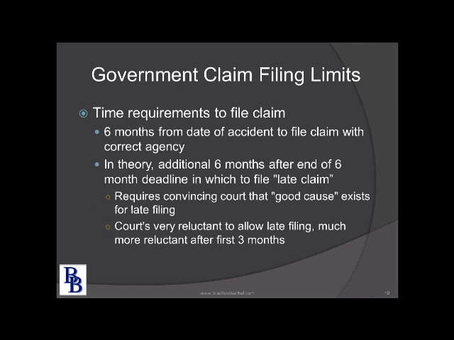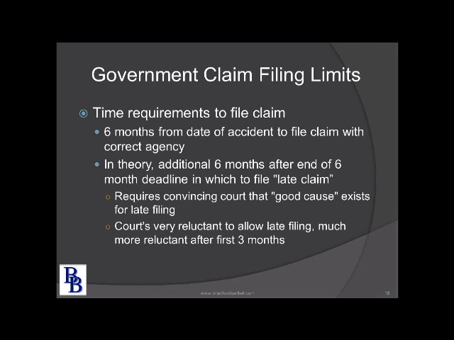Now, in addition to statute of limitations, there's something else you sometimes have to keep in mind. And these are what are called government claim filing statutes. In effect, they're special statutes of limitation just for governmental entities, and they're much shorter than statutes of limitation. The claim filing statute limit is 6 months. That is to say, within 6 months of the date of injury, you've got to file a claim with the government entity against whom you're going to file your lawsuit. Now, as I see on the screen, in theory, you've got an additional 6 months for a total of 1 year. But as a practical matter, that latter period really doesn't count for much.